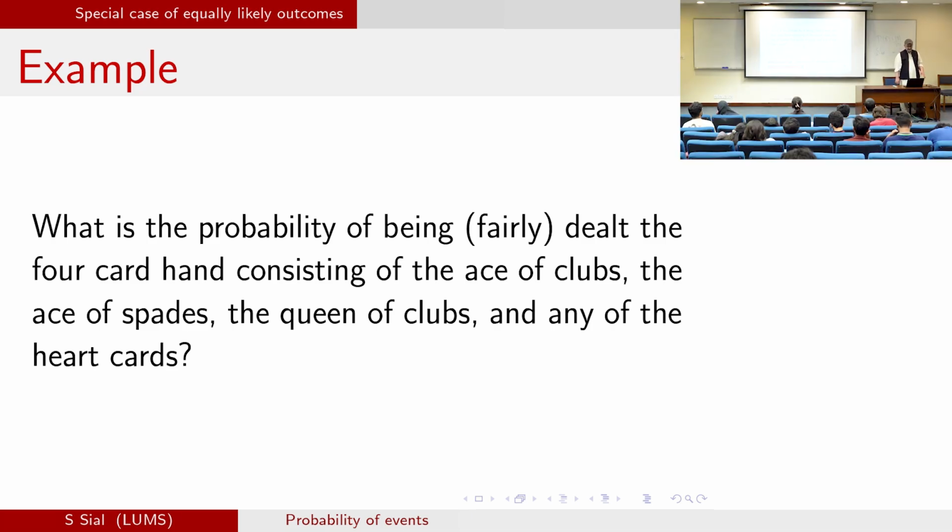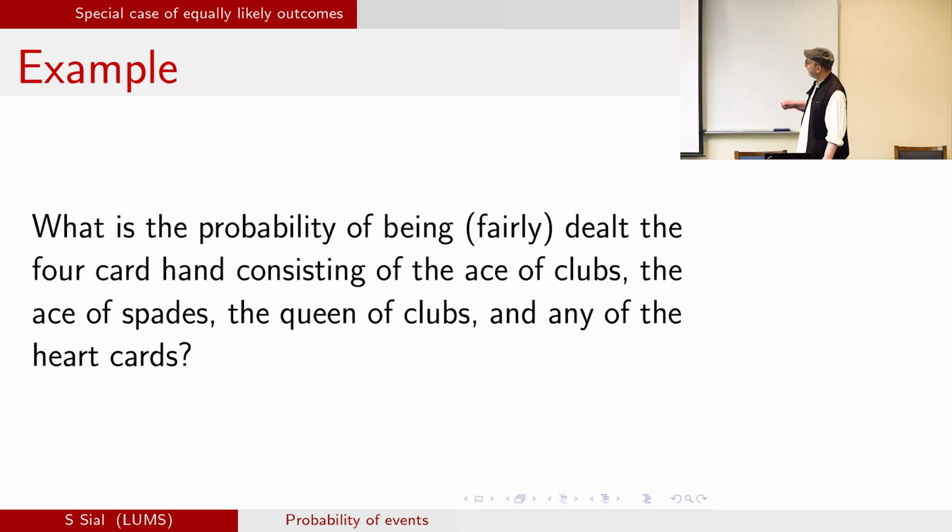So here's an illustration. You have a 4-card hand. You have the ace of clubs. You have the ace of spades. You have the queen of clubs. And I want any of the heart cards. Okay, so let's not worry about probabilities right now. B is the event that you got any of the hands which meet this condition. So how many ways are there of constructing this hand? First, we have to look through the deck, and we have to select the ace of clubs. There's one way of doing that.